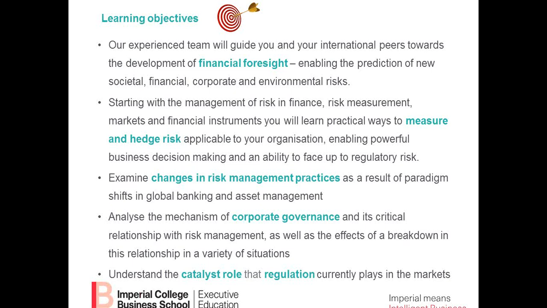As you know, London is a center for fintech. There's great competition in the financial services industry through the application of big data, cloud services, but also other technological changes that mean that risk management practices are changing dramatically. Another paradigm shift comes from changes in regulation.